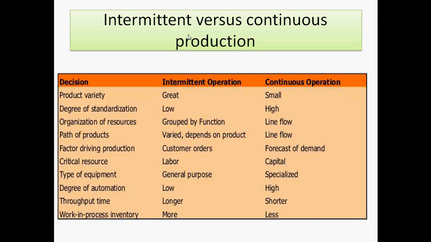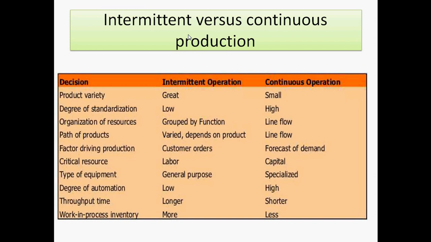Then next we go for critical resources, that is labor or capital. So this is about intermediate versus capital-intensive continuous production. Then type of equipment. So what is the type of equipment actually? This is general purpose or specialized purpose. So according to that we can get the equipment size. Then work in process inventory, that is more or less.